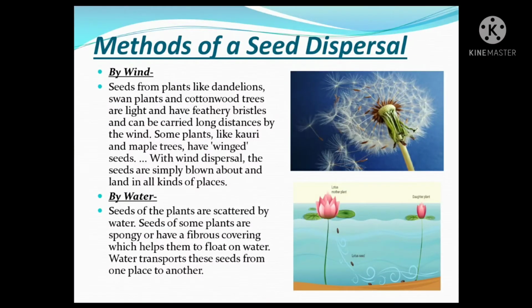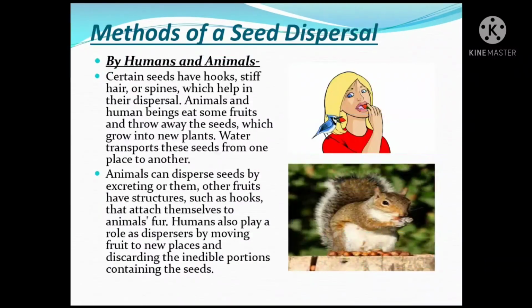Second is by water. Seeds of the plants are scattered by water. Seeds of some plants are spongy or have a fibrous covering which helps them to float on water. Water transports these seeds from one place to another. The lotus and coconut plants spread their seeds through water. Their seeds have a spongy coating that helps them stay afloat on water.